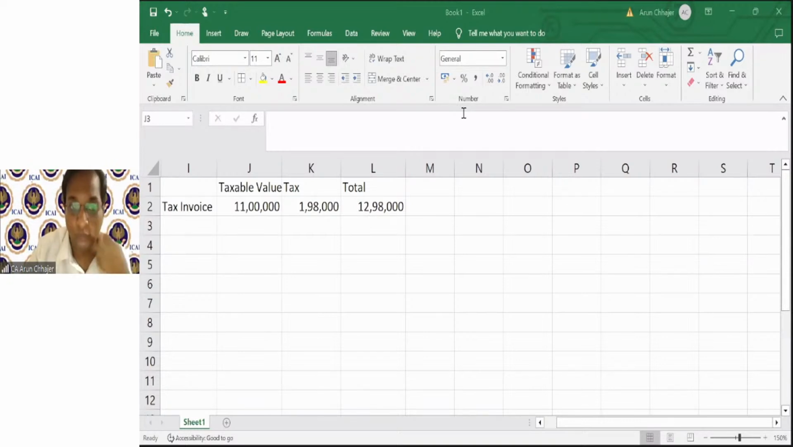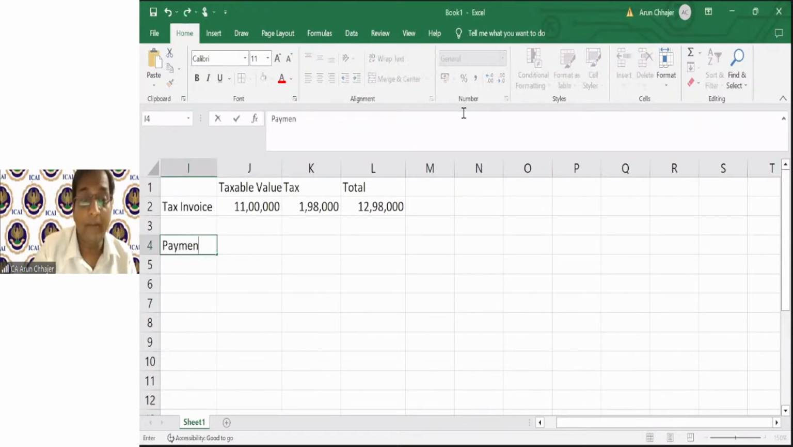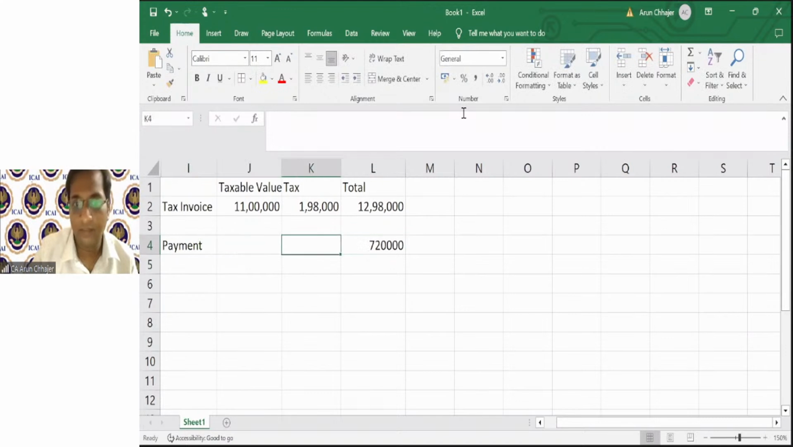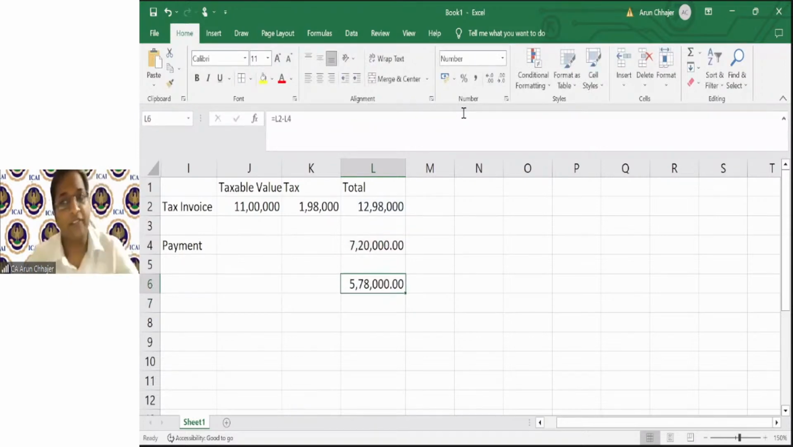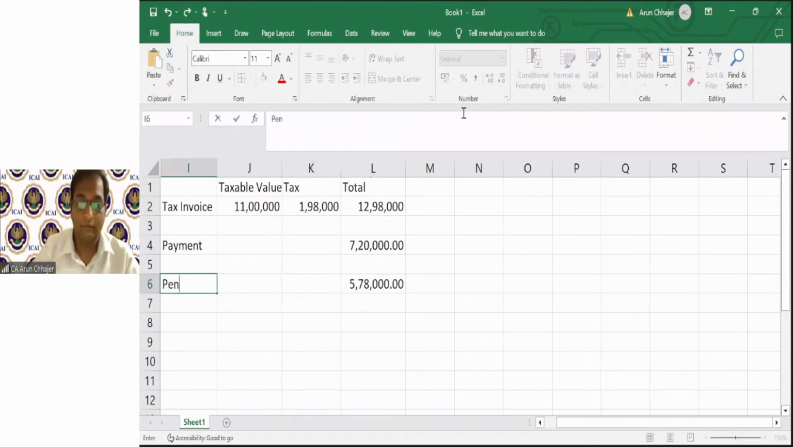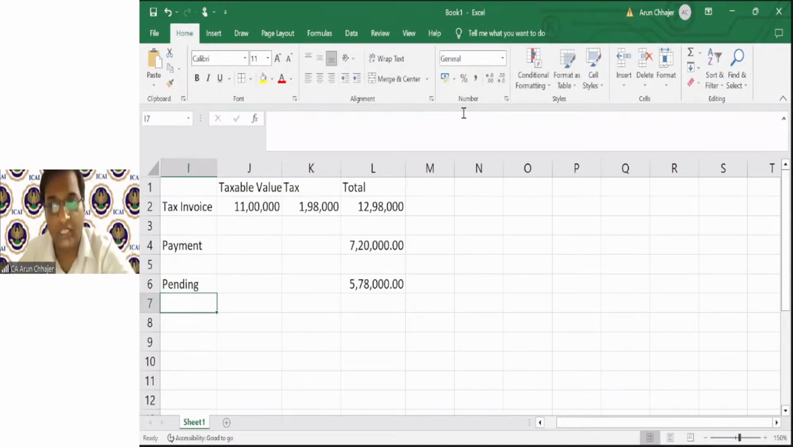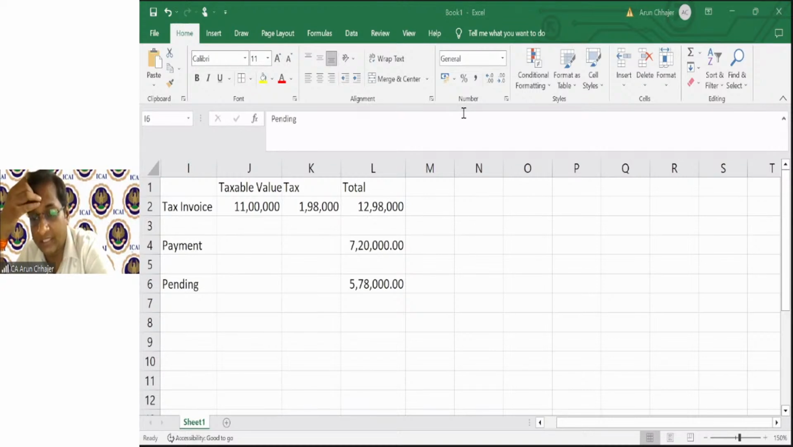Please confirm once. How much payment is being made? He has made the payment of 7,20,000, but he has to pay 12,98,000. How much has he paid? He has paid only 720. So can I say 578 is pending? Can I say the 578 is pending? Please confirm, all the participants, that this balance amount, 578, is pending.